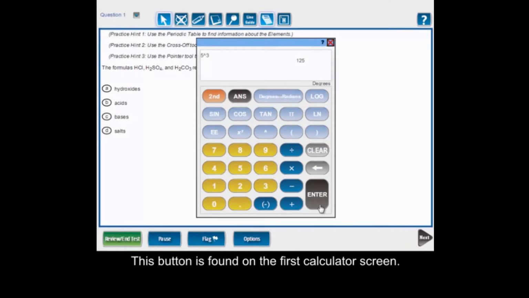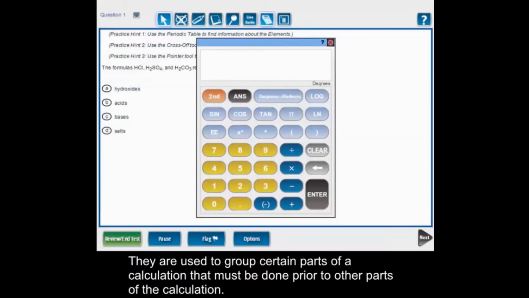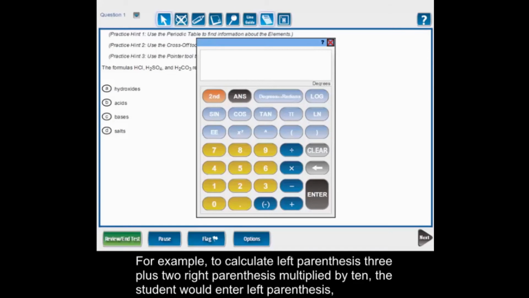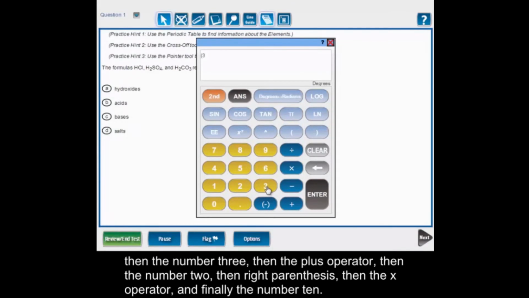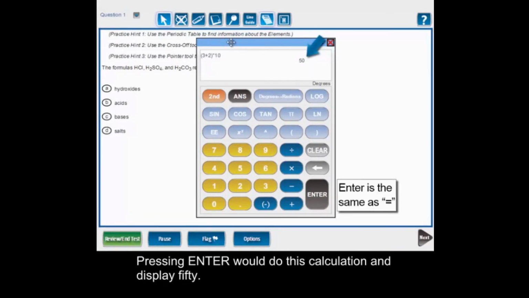This button is found on the first calculator screen. These buttons are the grouping buttons. They are used to group certain parts of a calculation that must be done prior to other parts of the calculation. For example, to calculate left parenthesis, 3 plus 2, right parenthesis, multiplied by 10, the student would enter left parenthesis, then the number 3, then the plus operator, then the number 2, then right parenthesis, then the x operator, and finally the number 10. On the screen, left parenthesis, 3 plus 2, right parenthesis, times 10 would be displayed. Pressing Enter would do this calculation and display 50.